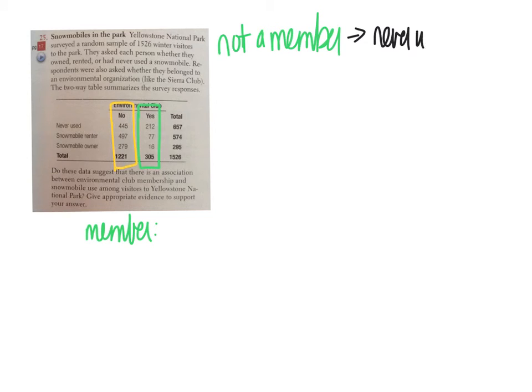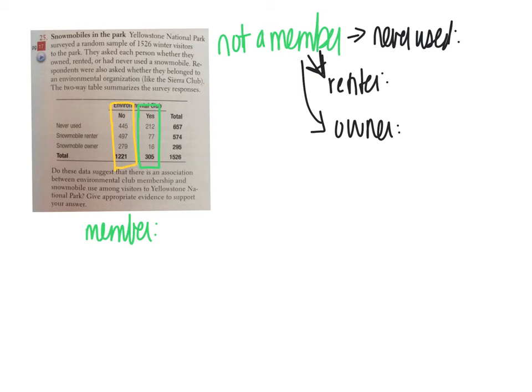So we're going to have not a member, and then we're going to have member. I'll do it down here. There are actually 3 different percentages that I'm looking at. They already gave me my totals, which is nice. I'm going to look at never used, renter, and owner. Basically, I'm seeing for the people who are not members, what do these percentages look like for snowmobiles? And if they are a member, what do they look like?